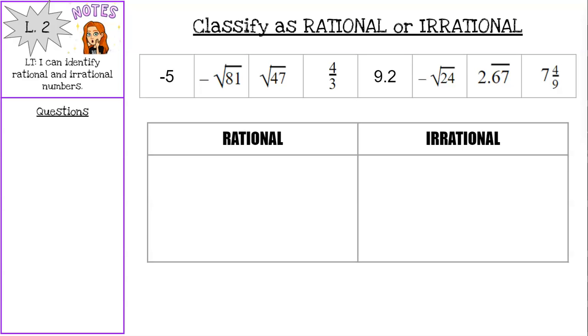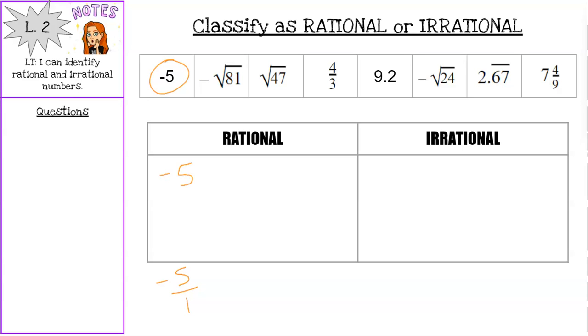So let's practice classifying numbers as rational or irrational. We'll start with -5. -5 is an integer, so it's going to be rational. We can write -5 as a fraction, as that ratio of two integers, -5 over 1.